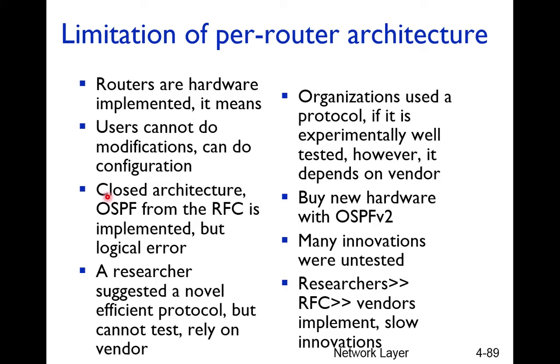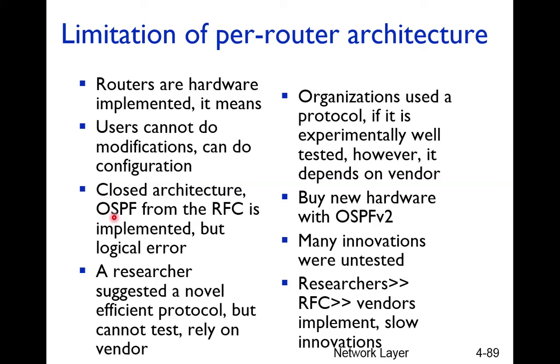Cisco implements the OSPF routing protocol by following its RFC. It means that the Cisco router's OSPF functionality will be the same as the OSPF functionality of an HP router. However, Cisco implements OSPF using their own coding, their own logic. For example, suppose Cisco is using the Java language and HP is using the C language. The functionality will be the same, however, they implement it in their own logic.